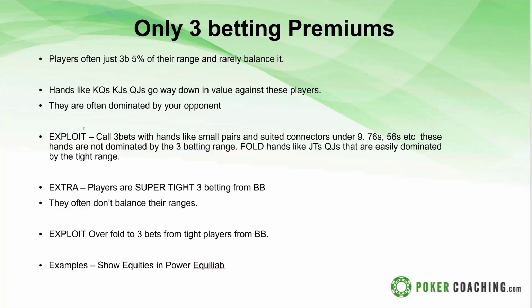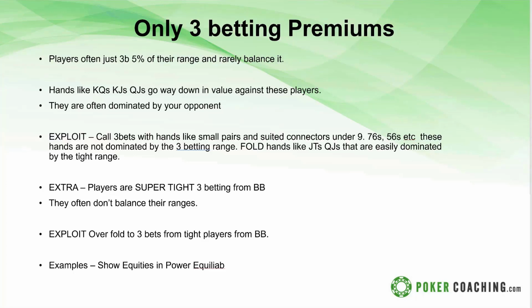So your exploit is to call 3-bets with hands like small pairs and suited connectors, mostly under a 9, because you don't want to connect with the range. So hands like 7-6 suited, 5-6 suited, even 5-4 suited. Maybe 5-4 suited is not even a great one because you need an ace a lot of times to flop a wheel draw or something. These hands are not dominated by the 3-betting range and have more equity than hands like jack 10 suited or queen jack suited. They're easily dominated by the tight range.